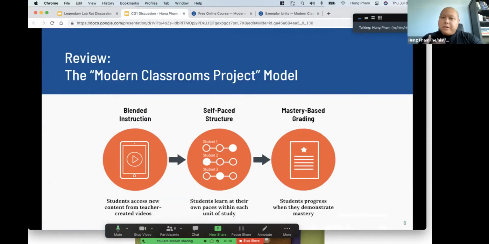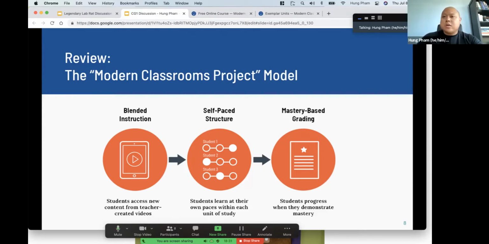So again, a review of the model. The model has three main components: blended instruction, where you're kind of cloning yourself via video. There are best practices of how to make an actual rigorous and engaging video that the free course goes over as well. So you don't have to just make one from scratch. There are parameters that are research-based and best for kids.